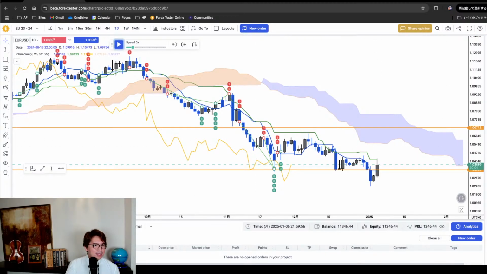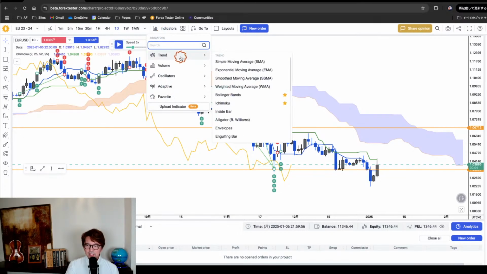Okay. Dimitri says, how do you set up your cloud, technically speaking? For the cloud, you simply apply the Ichimoku indicator from the indicators list. You go to trend, you choose Ichimoku, and that's how you can show the Ichimoku 5 lines, including Kumo.